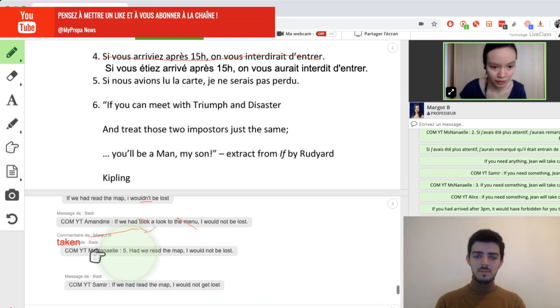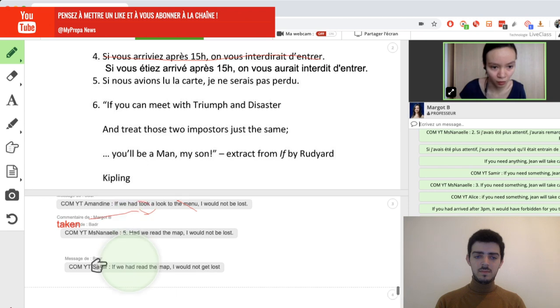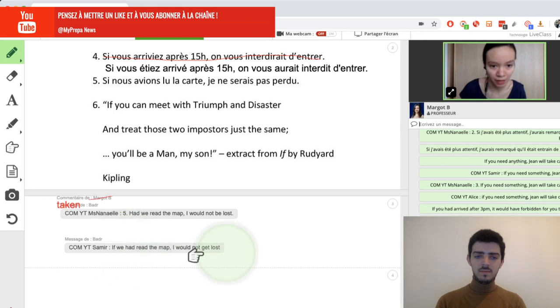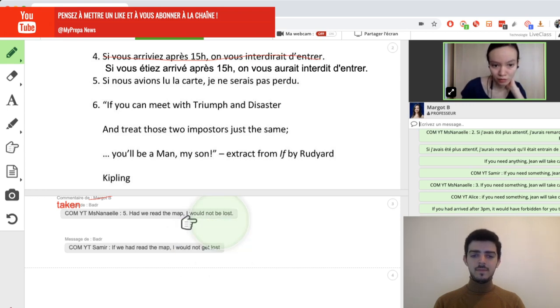Très littéraire comme phrase, mais pourquoi pas. If we had read the map, I would not get lost. I would not get lost, je ne me perdrai pas. Samir, là tu as traduit je ne me perdrai pas, alors que là le sens c'est que cette personne est déjà perdue. Ouais. So be careful a little bit when you translate.